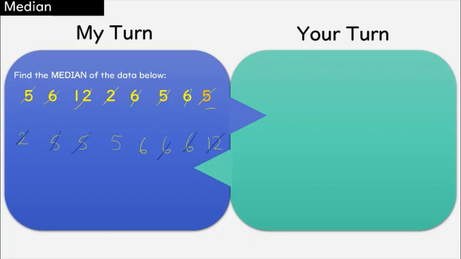But now I'm left with 2 values here. I can't cross them both off because that will leave me with nothing. So the middle value would actually be here in between 5 and 6. So when you have this even number of pieces of data, so I've got 8 bits there, you're left with this gap here. So the median is the number that is halfway between 5 and 6. Well, what number is halfway between 5 and 6? Well, it's 5.5. So that's now my median.